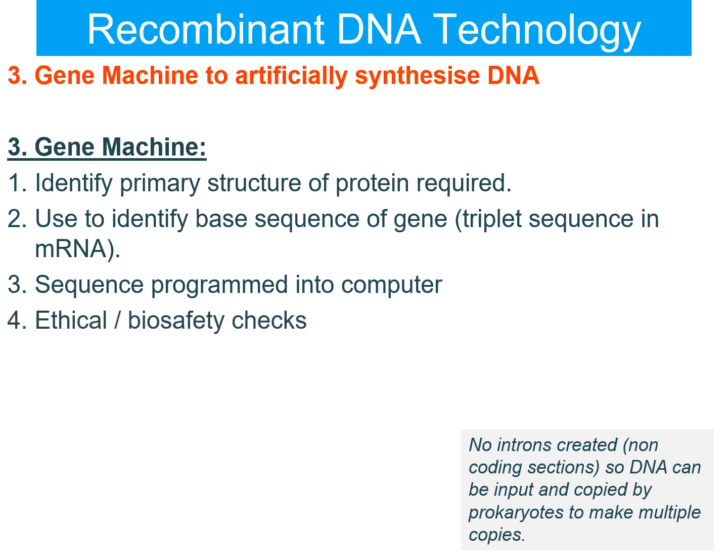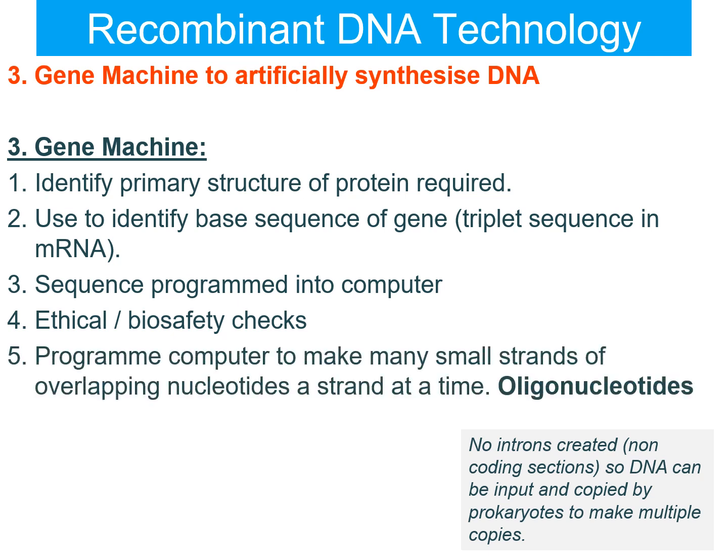We have to do ethical and biosafety checks. So ethical, for example, are we making something like a drug? Well, that might not be ethical. And biosafety, is this going to be a safe chemical compound we're going to use? The program then makes many small strands, which are really small, and they overlap, and then we have to stick them together. They're called oligonucleotides, which we assemble into a gene.